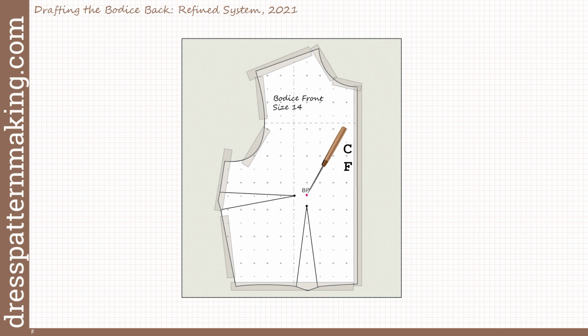Note that I'm showing you the bodice front here, but the concept's the same. It works anytime you want to create a cardboard copy of something you have drafted on paper.